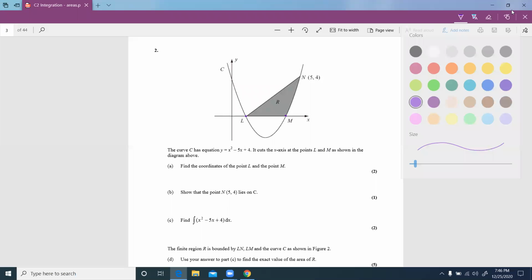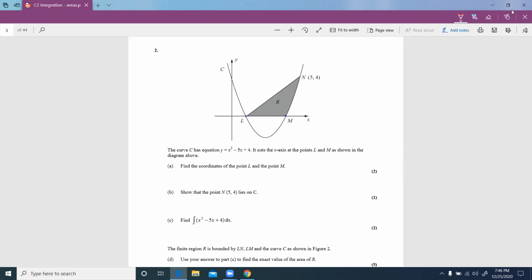So initially at L and M, the curve meets the x-axis. If any curve or straight line meets the x-axis, the basic concept we know is y equals 0. Therefore, you can make x squared minus 5x plus 4 equal to 0. From here, you get x equals 4 and x equals 1. So here the coordinate is 1, 0, and here the coordinate is 4, 0. Right? Okay. Then they mention to show that point N (5, 4) lies on curve C.